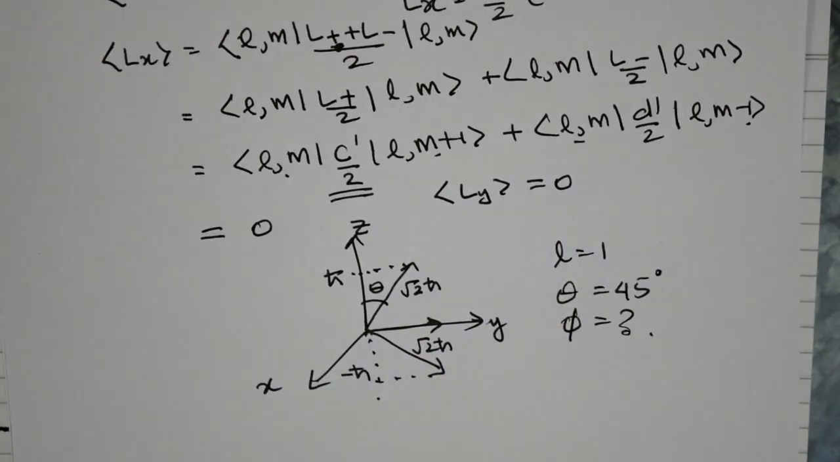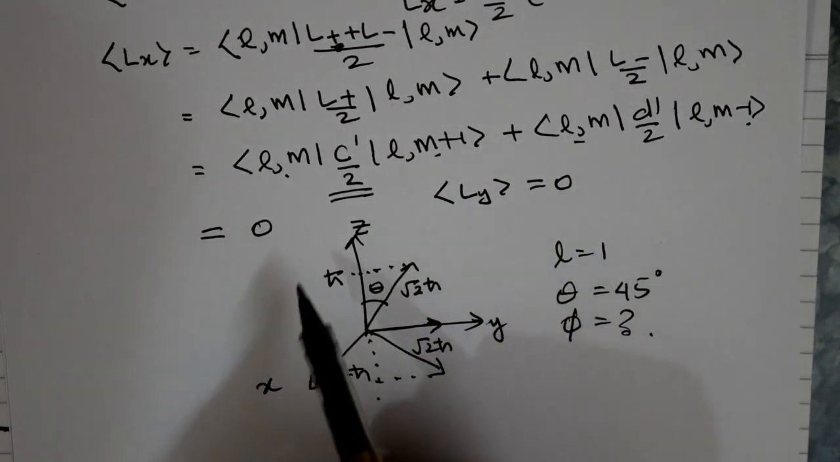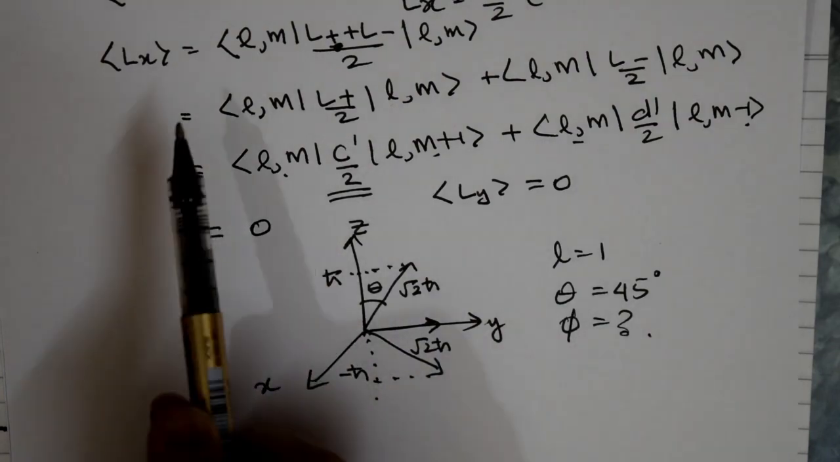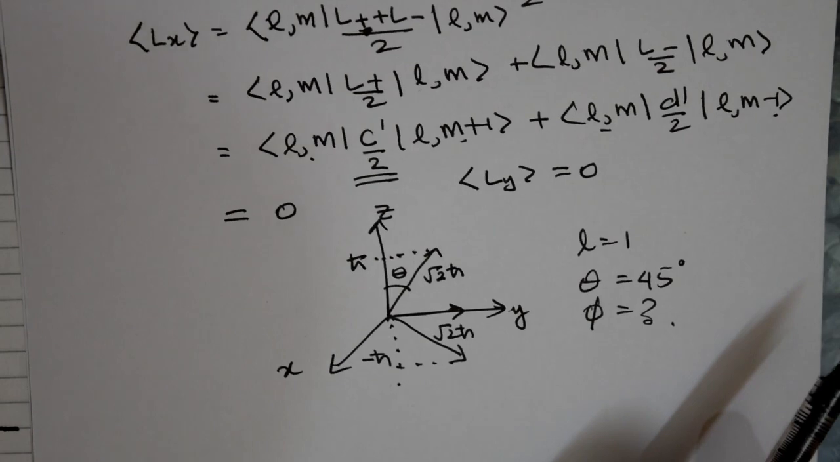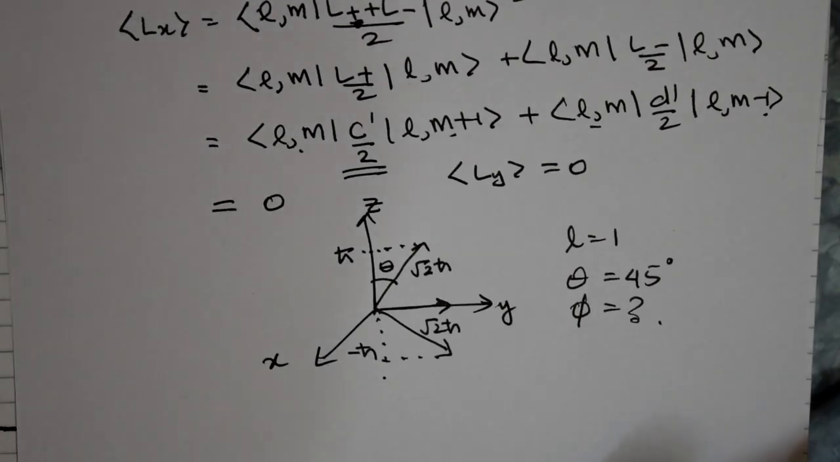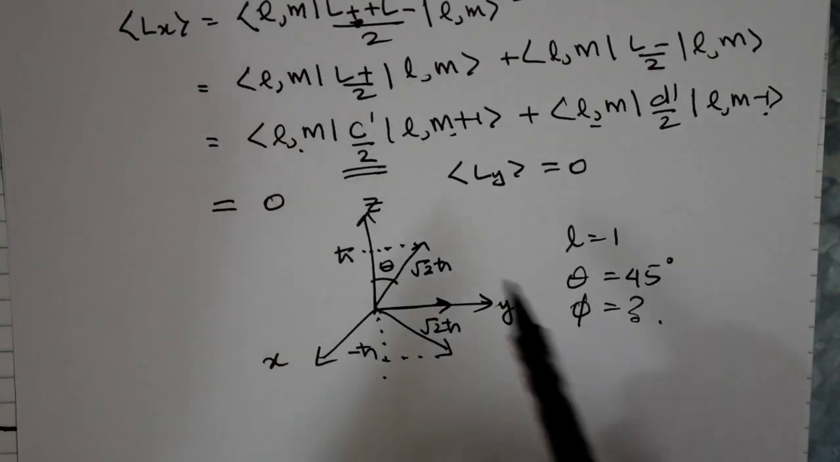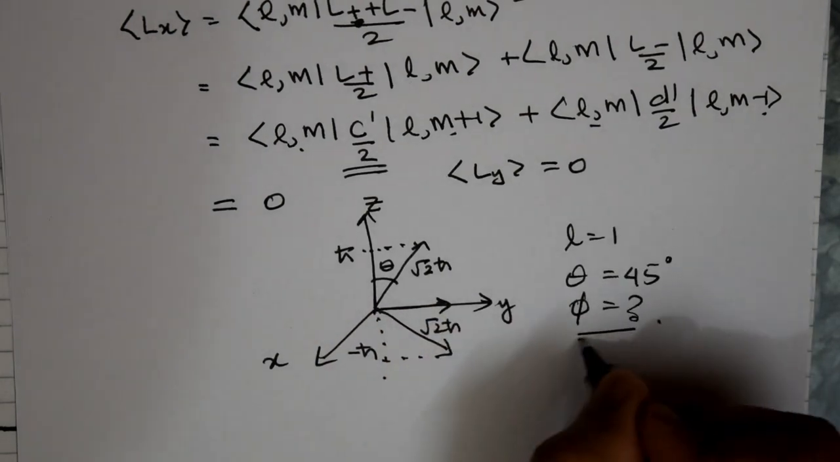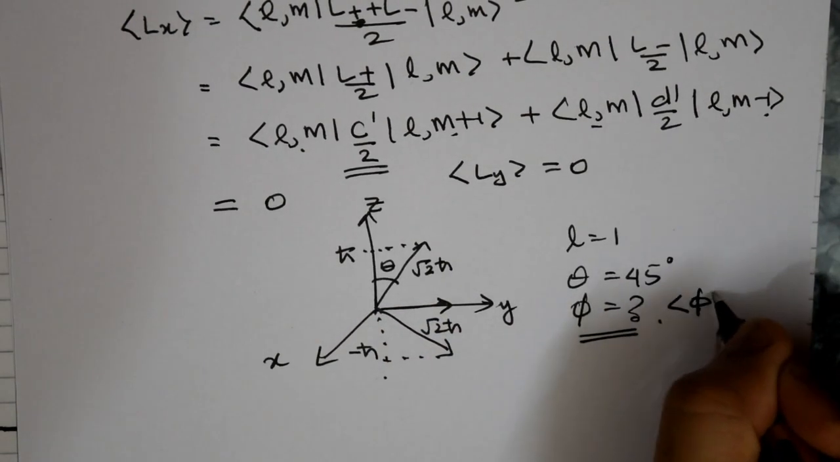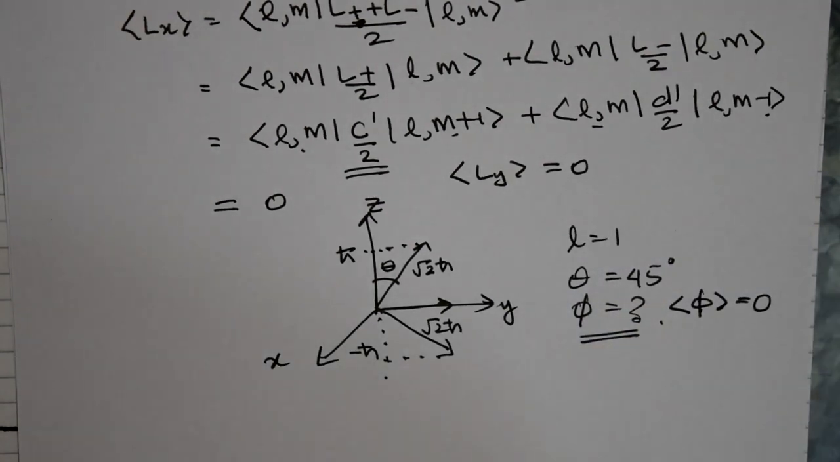What one is able to understand from this previous deduction is that the average value of the x component of the angular momentum and the y component of the angular momentum are in fact 0. So what this results in is that this vector ends up sampling every possible phi angle. Therefore the average phi angle will end up being 0. That doesn't mean it's always equal to 0.